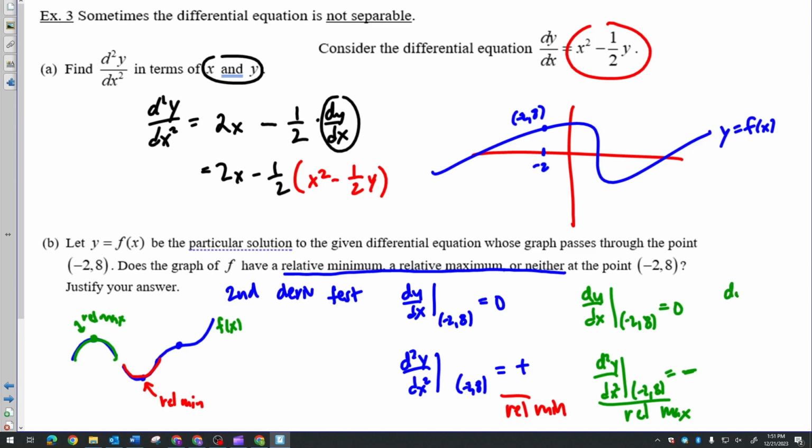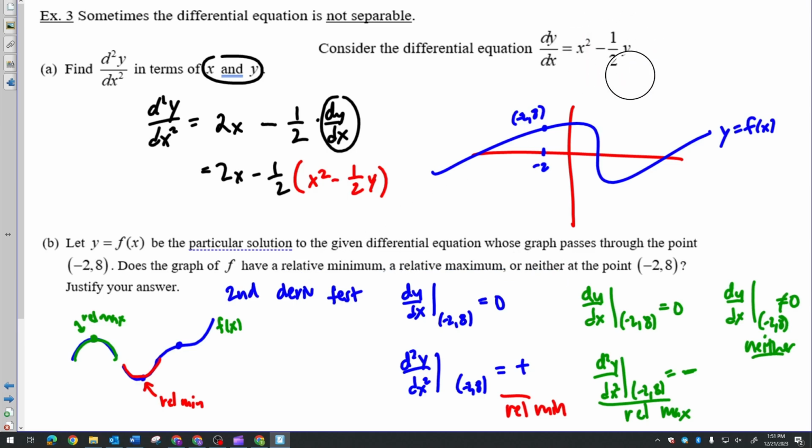And then we also know that if the first derivative is not equal to 0, then you have neither a relative min nor a relative max, because if you have a relative min or a relative max, your slope has to be 0 at those points. So if we take a look at this, let's go find dy dx. dy dx at this point, negative 2, 8, will be equal to 64, negative 2 squared. So that's 4 minus 1/2 times y, which is 8.